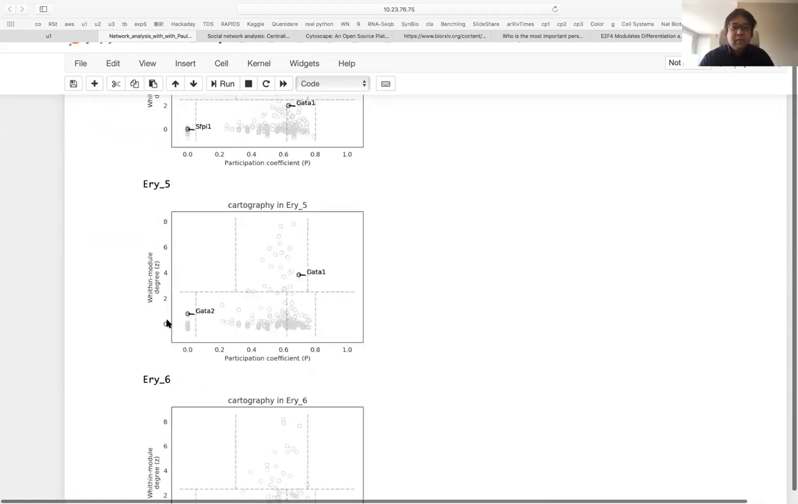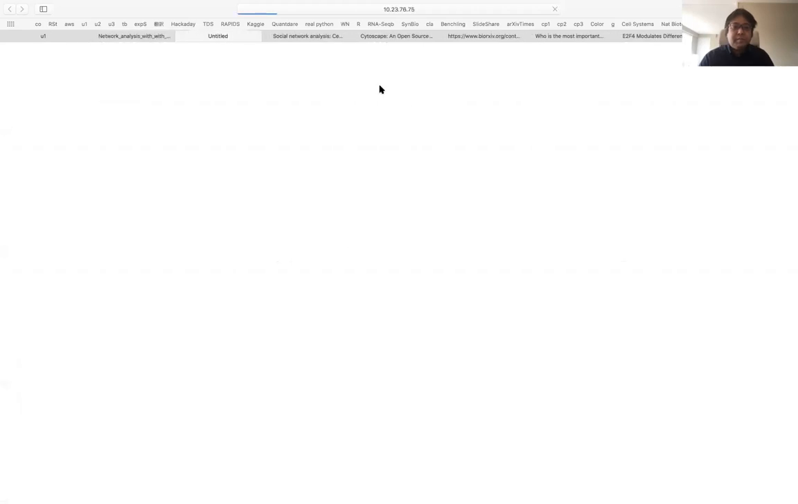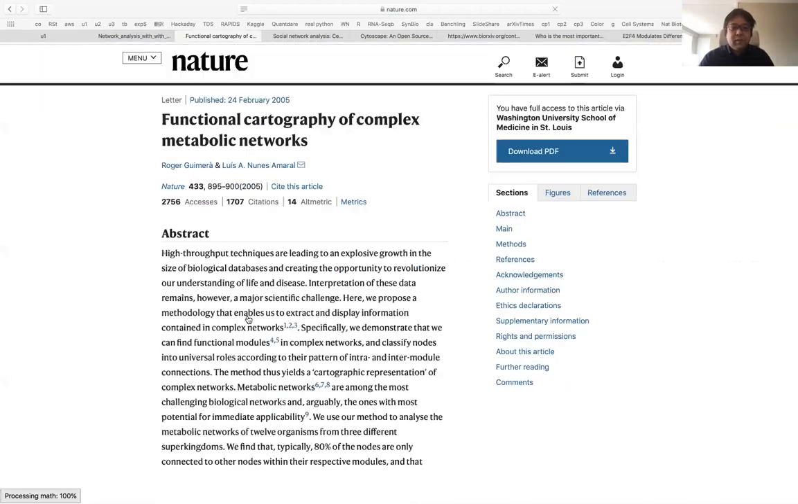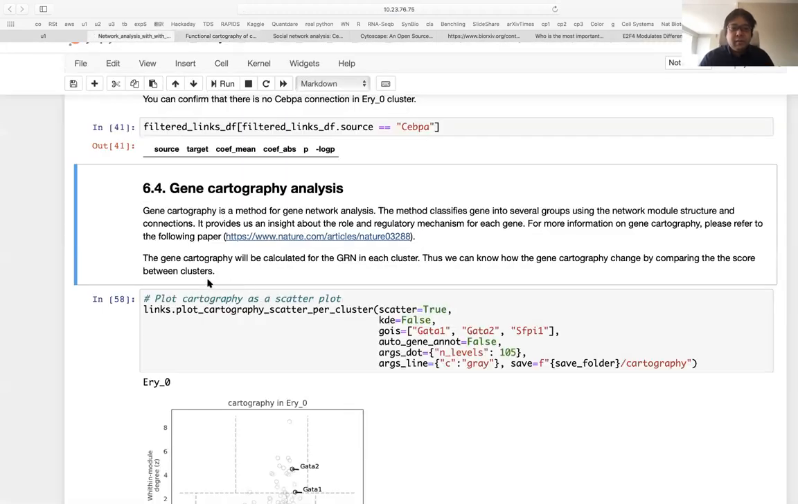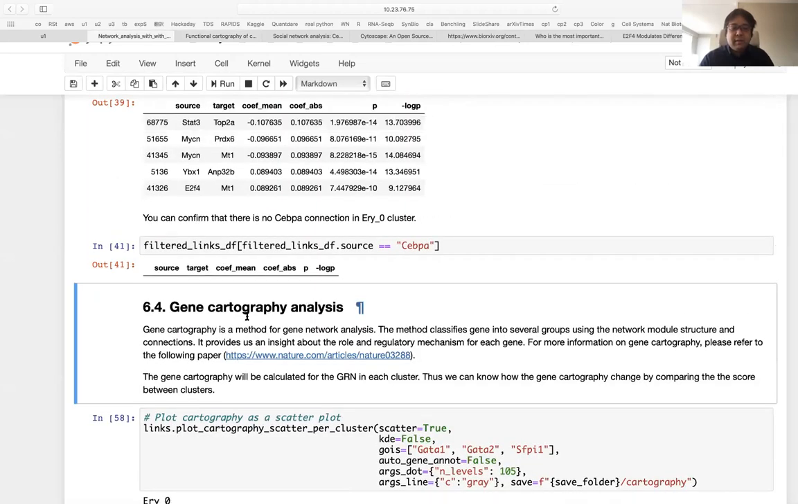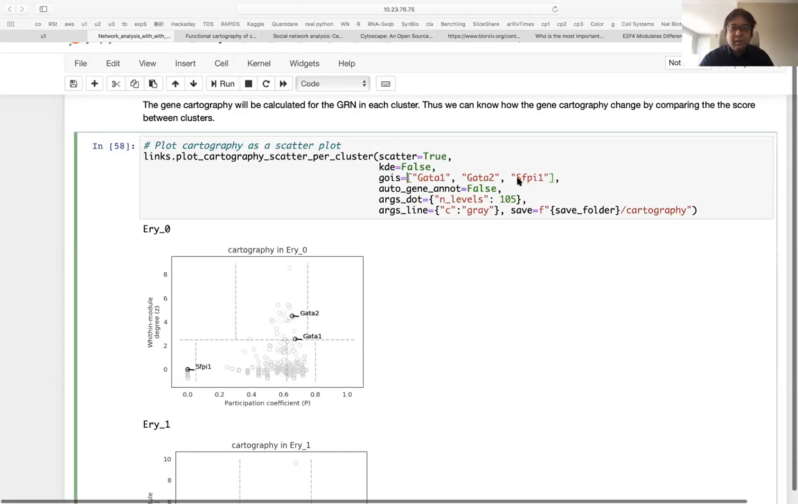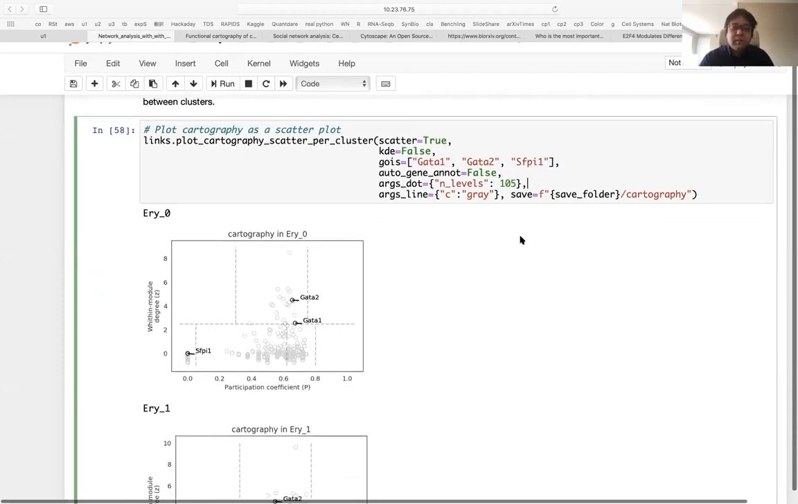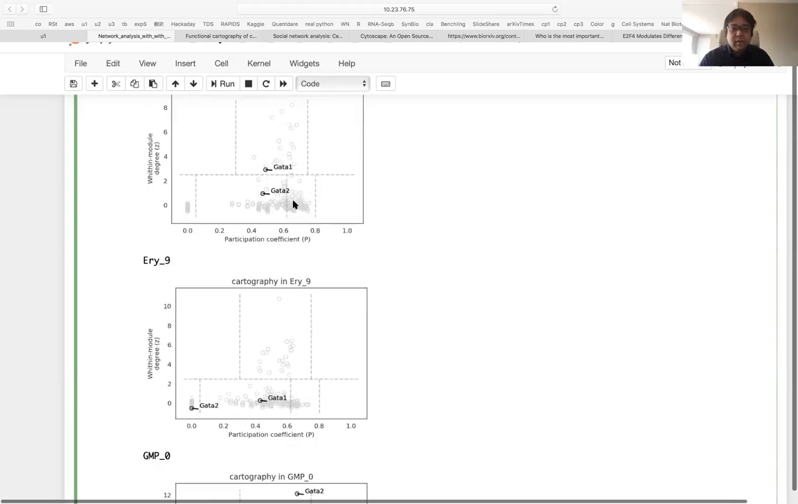Anyway, if you want to know the details of this method, you can read this paper. Here are many detailed explanations. Anyway, you can do the gene cartography analysis easily, and you can visualize your gene of interest like this. So hopefully it helps you to find the key regulatory gene in one cluster. Okay.